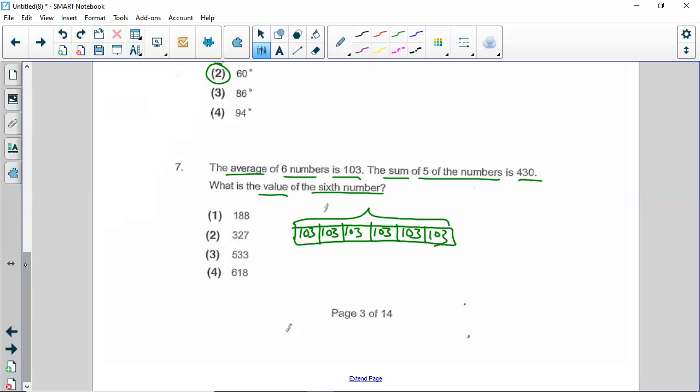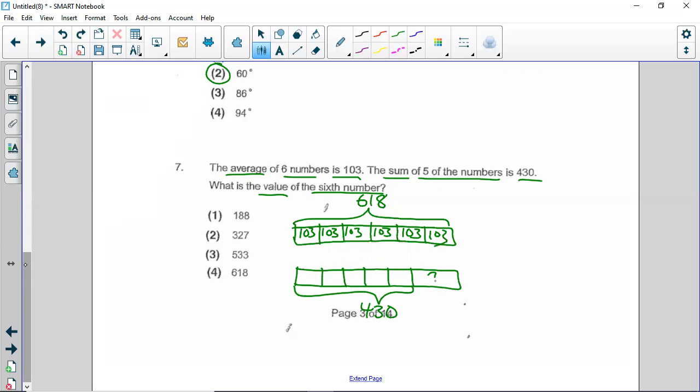You take 103 and you times 6, and you'll get 618, which is the total. All right, the sum of 5 numbers. So you can draw the same rectangle again, because there are 6 numbers, right? And 5 of the numbers, so 1, 2, 3, 4, 5, something like that. So the sum of the 5 numbers will be how many? Will be 430. So can you find the last number?